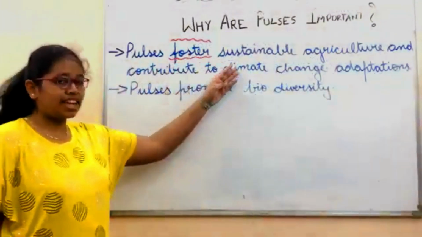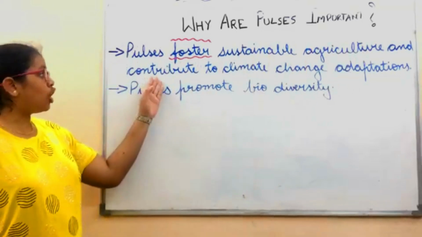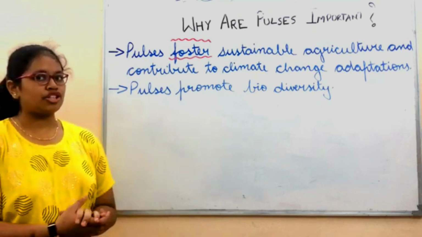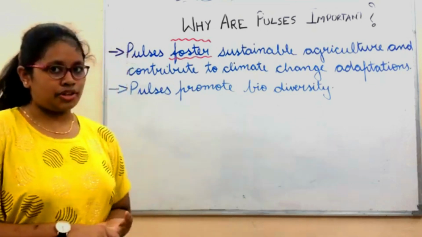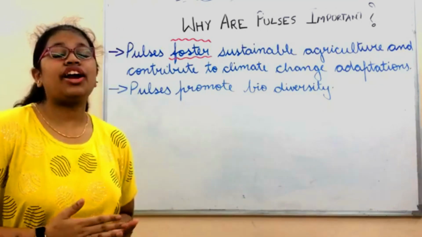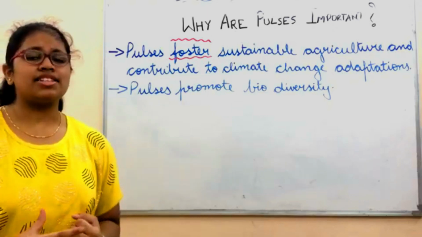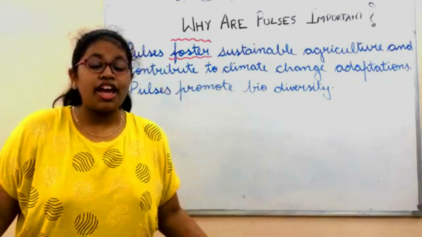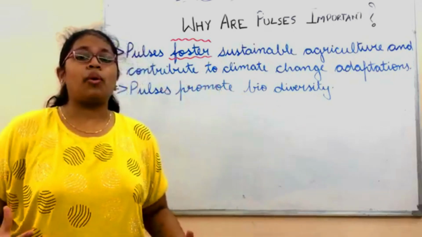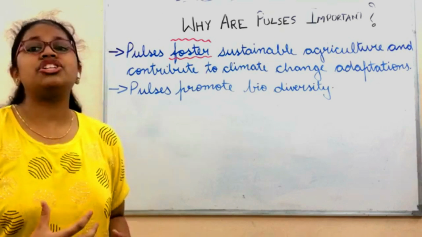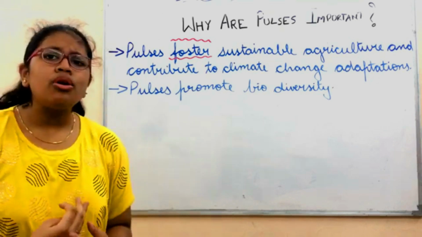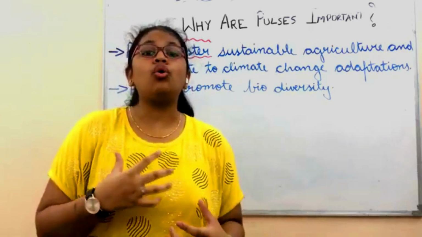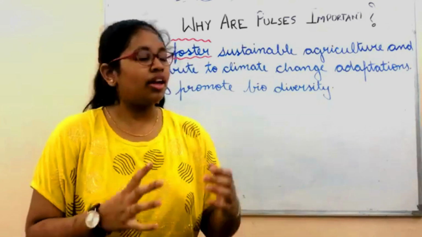Pulses foster sustainable agriculture and contribute to climate change adaptation. Look at this highlighted word, foster. What do we mean by foster? Foster means encourage to develop. Pulses can improve soil fertility and make farmland more productive. Their broad diversities can provide new varieties for climate change adaptation. How do pulses make the soil fertile? Pulses have their own nitrogen-fixing bacteria.